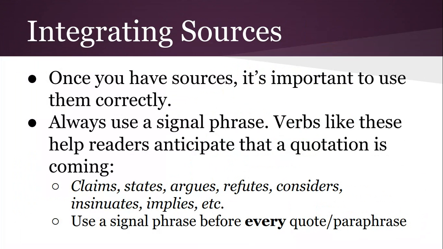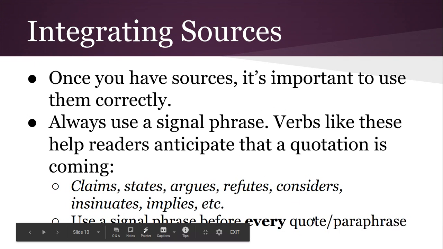So integrating sources is important. Along with using that quote sandwich method, one of the things that is really important to help integrate those quotes seamlessly is a signal phrase. Verbs like these help readers anticipate that a quote is coming. You can use any verb that makes sense for your purpose: the author claims, states, argues, refutes, whatever. But make sure that you've got a verb there. Tell us what the author is doing with that quote. And make sure that you're using a signal phrase before your quote or your paraphrase every time.